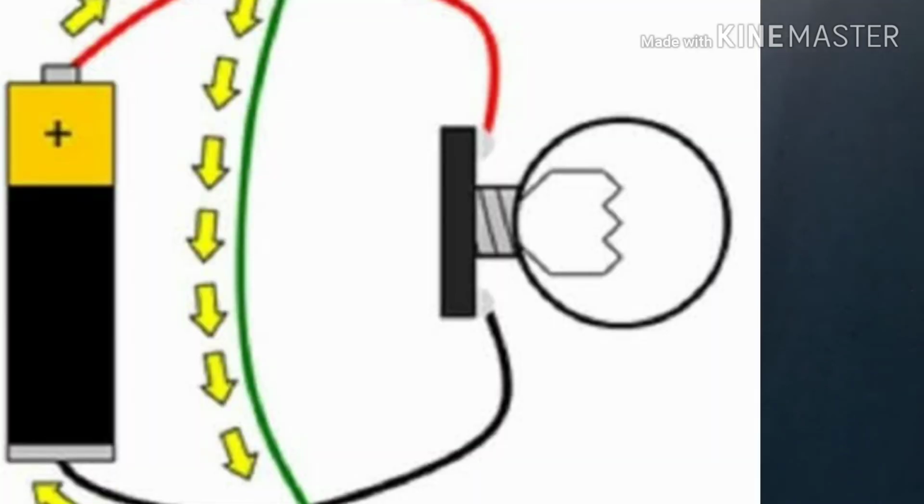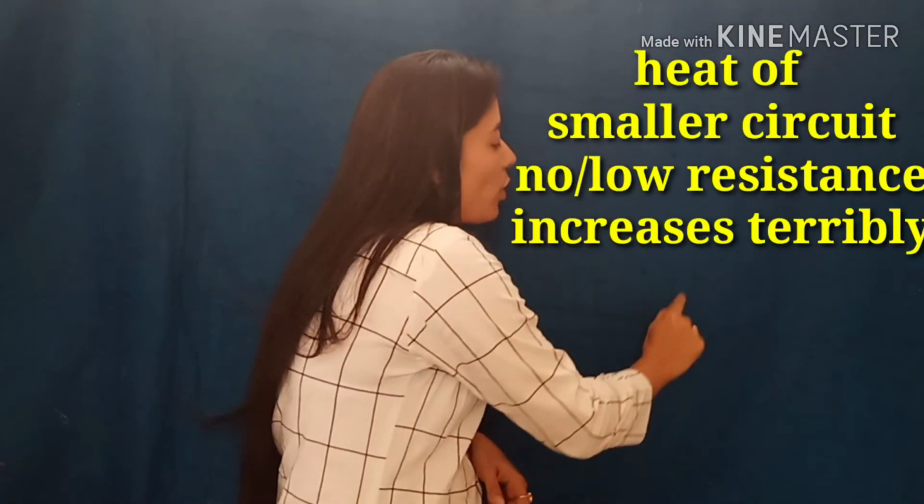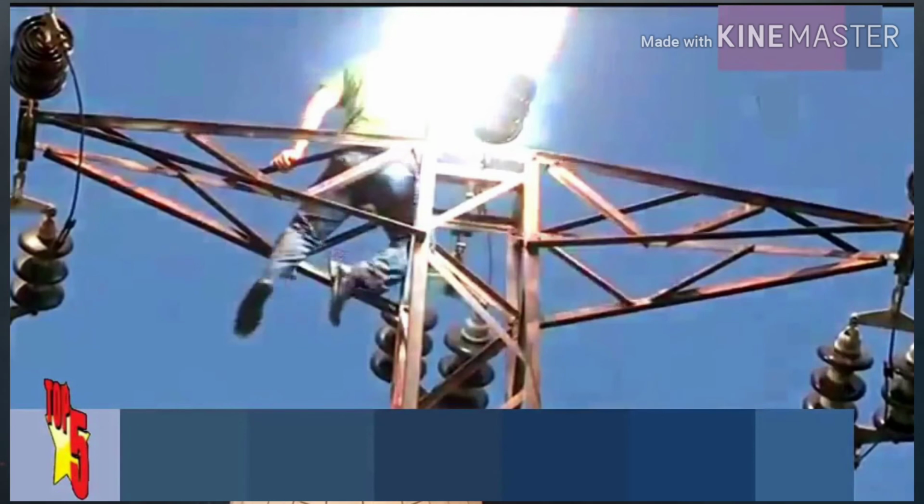But at the same time, if any other conductor medium is connected joining its positive and negative terminals, the current will adopt this smaller route, leaving its larger circuit, and will start flowing through this smaller conducting material, which is not able to tolerate the excessive amount of current which is to be tolerated by the larger circuit, and the heat of this smaller circuit or conducting material increases terribly, which causes a serious explosion, which is known as short circuit.